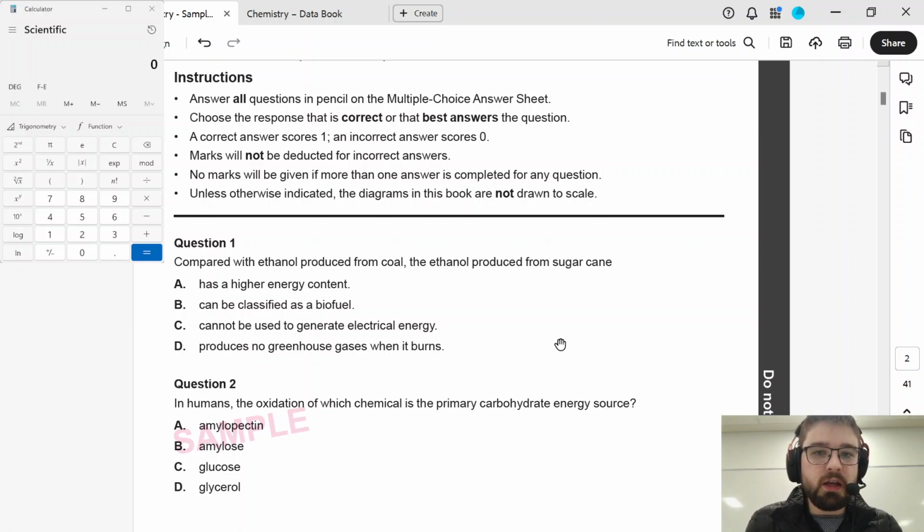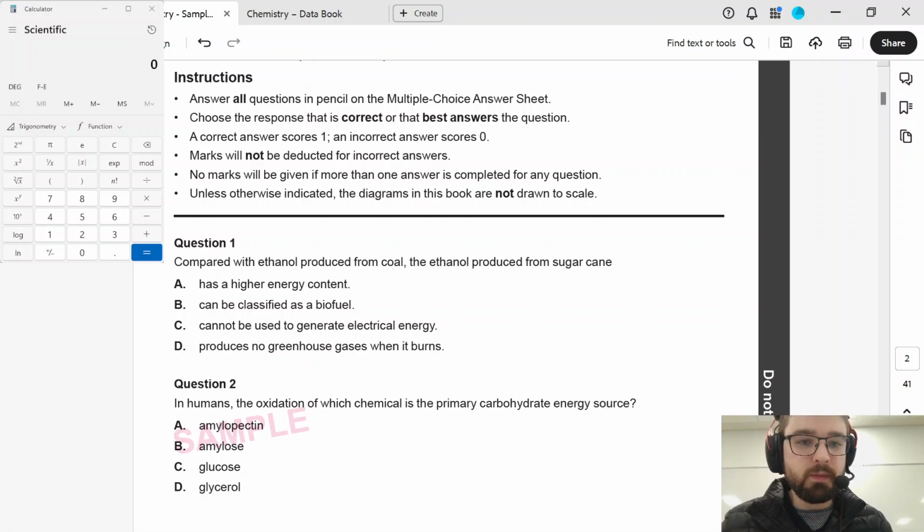Okay, having a look at the instructions. That's all basically the same. Alright, compared with ethanol produced from coal, the ethanol produced from sugarcane has higher energy content. That is not correct. Generally the biofuels are going to be lower in terms of energy content. They both have low efficiencies because combustion is just low efficiency. Can be classified as a biofuel. That's it. That seems like the slam dunk answer.